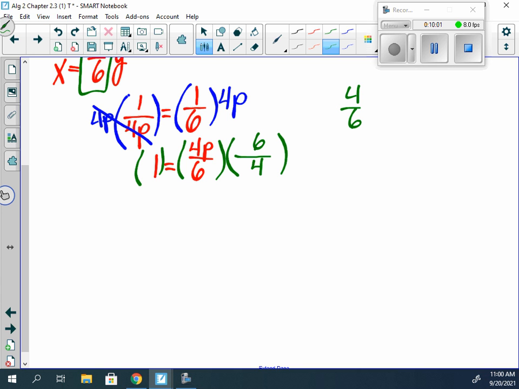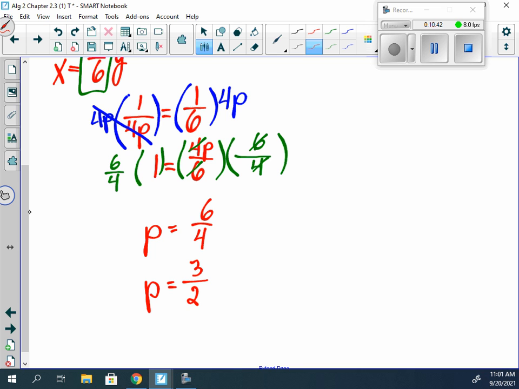Because 4 over 6 times 6 over 4, well, that'd be the same as 4 times 6 over 4 times 6. So 4 divided by 4 is 1. 6 divided by 6 is 1. 4 times 6 is 24. 4 times 6 is 24. So that would reduce to 1. So here I can multiply by 6 fourths. 6 and 6 simplify. 4 and 4 simplify. Leaving p by itself, and it's equal to, well, 6 fourths will reduce to 3 halves.